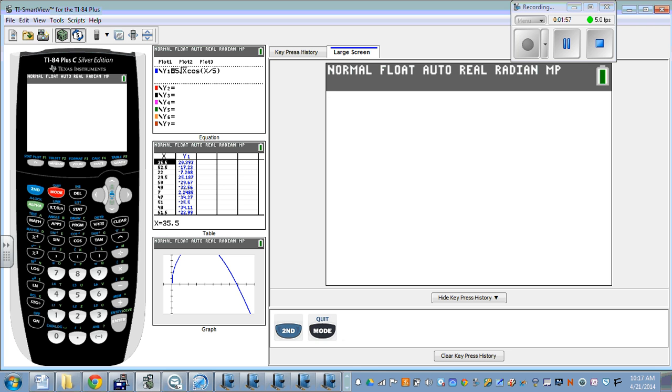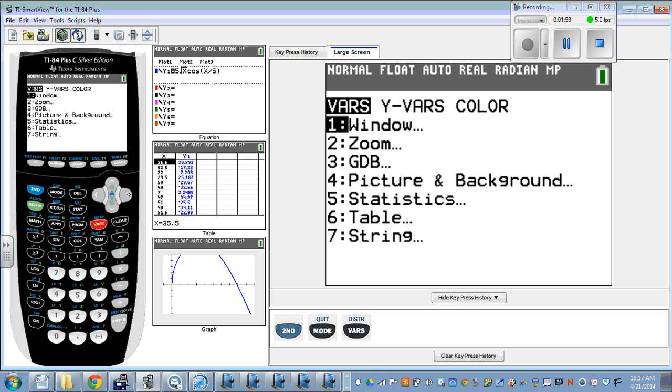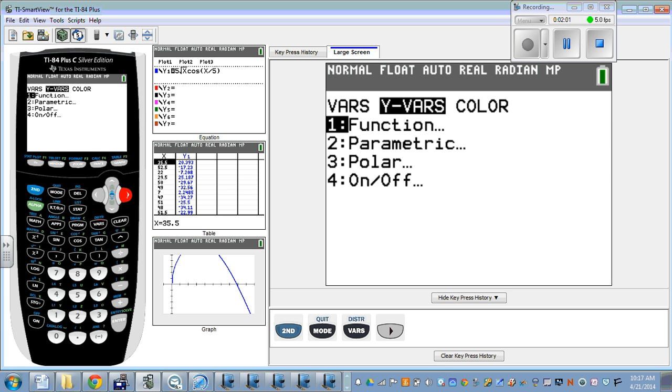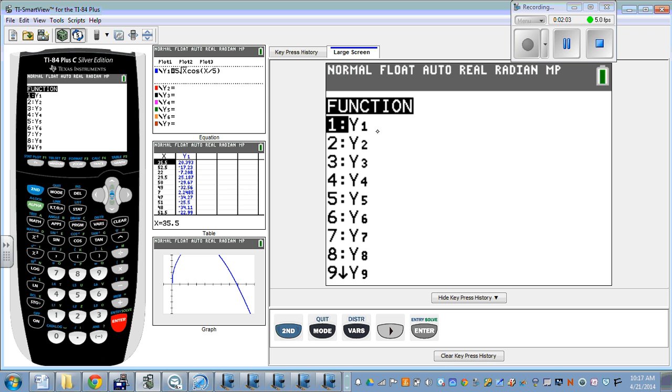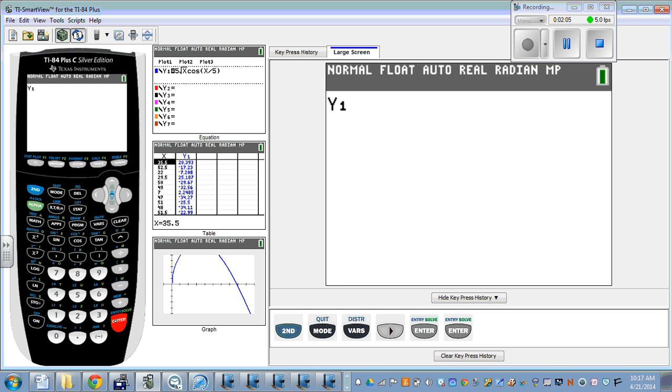If you go to vars and then y vars and function, we get y sub 1, which is the equation that we put it in for. Now if I put parentheses around 6 right next to that, this is like function notation. I'm telling the calculator to put 6 into this function, and it does the work for me.